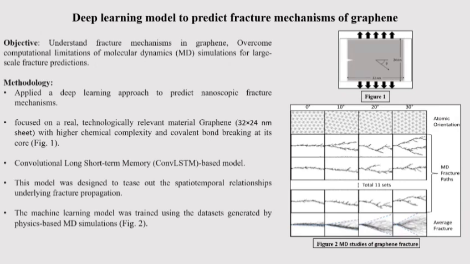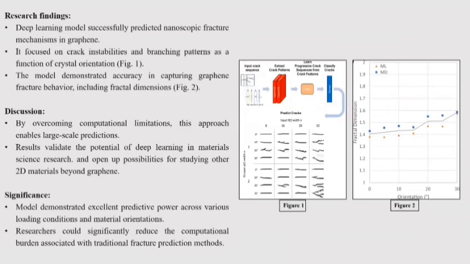A convolutional long short-term memory-based deep learning model was used. This model was designed to tease out the spatio-temporal relationships underlying fracture propagation, and the machine learning model was trained using the datasets generated by the MD simulations. Moving on to research findings, the deep learning model successfully predicted nanoscopic fracture mechanisms in graphene. It focused on crack instabilities and branching patterns as a function of crystal orientation. The model demonstrated accuracy in capturing graphene fracture behavior, including the fractal dimensions shown in figure 2.